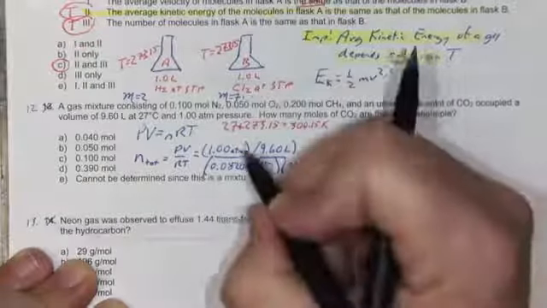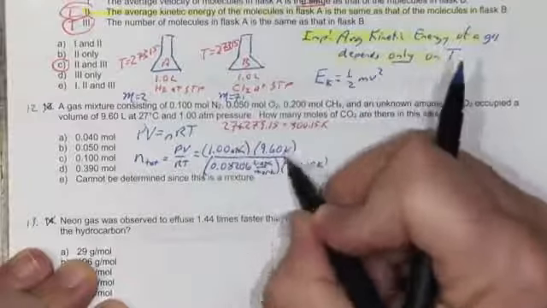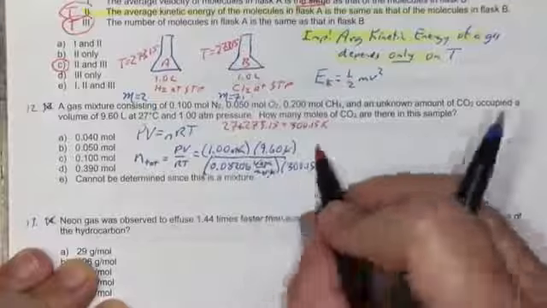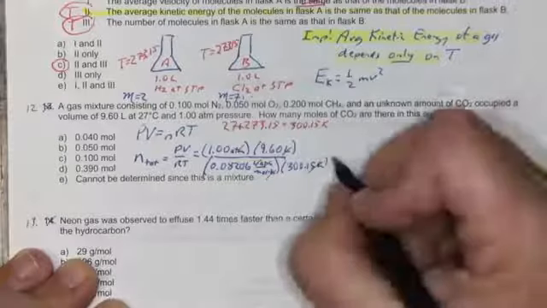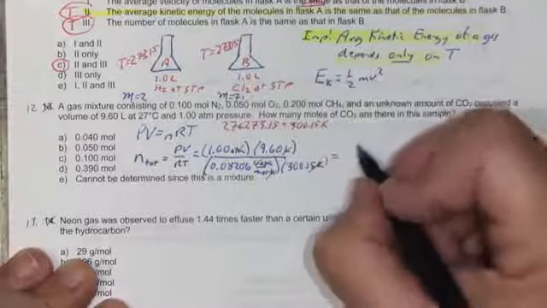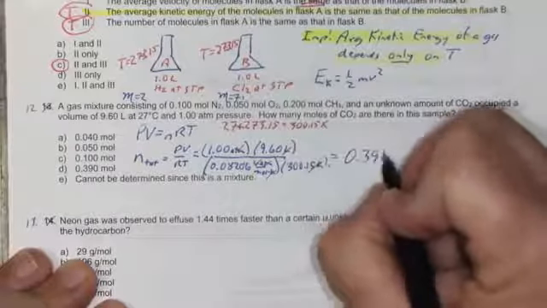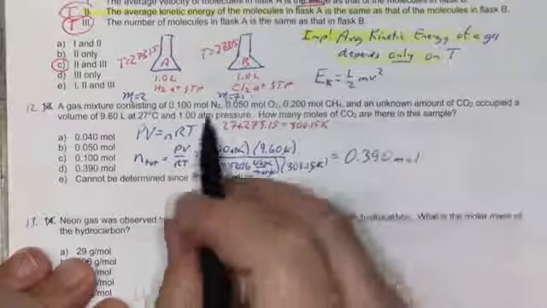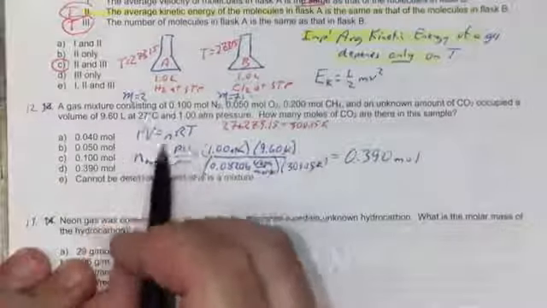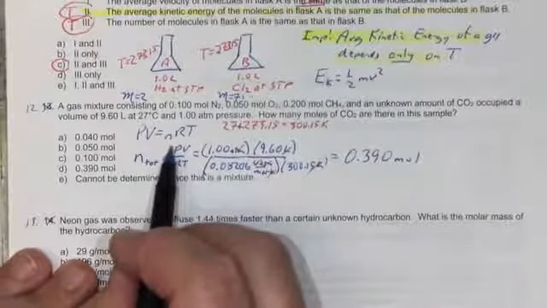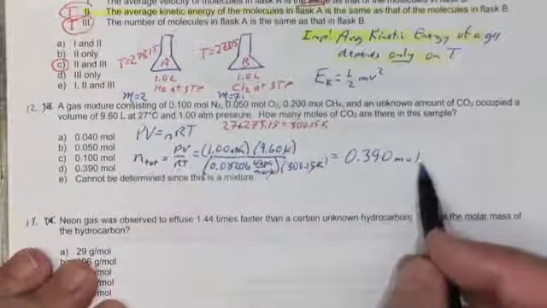Now let's cancel units. Atmospheres cancels atmospheres. Liters cancels liters. Kelvin cancels Kelvin. Mole is in the denominator, so it comes up to the numerator. So we multiply this out, and the total number of moles calculates out to be 0.390 moles. Now, how do I know this is the total number of moles? I mean, I've got a mixture of gases. It's because a mixture of gases obeys the ideal gas law just as an individual gas does. So this is the total number of moles.